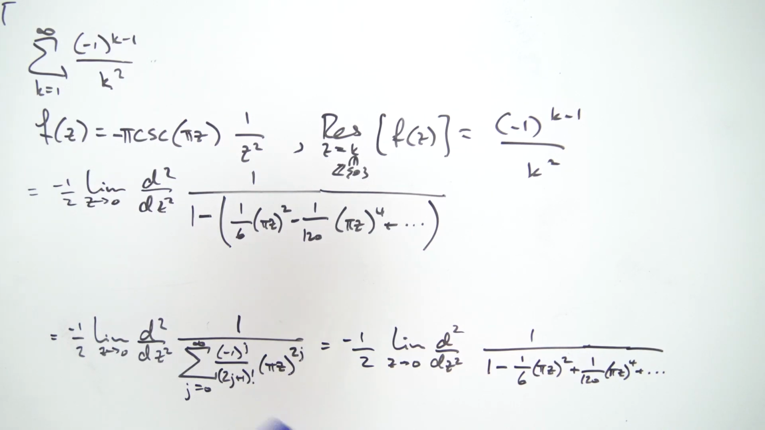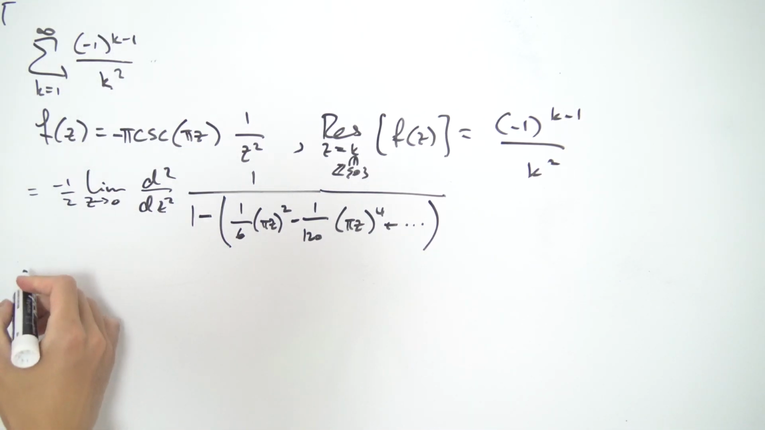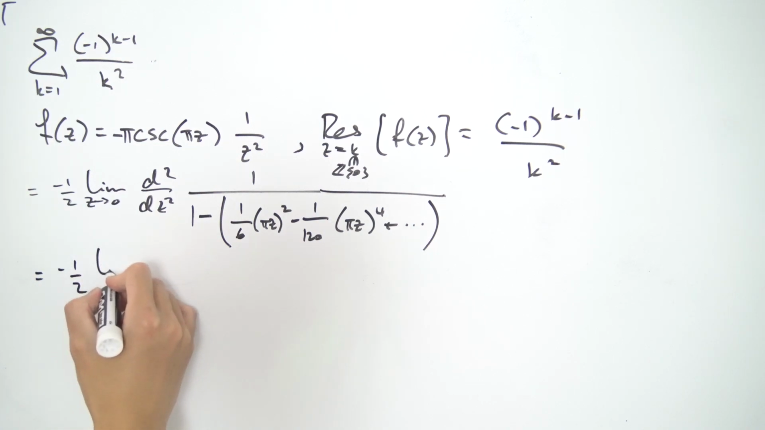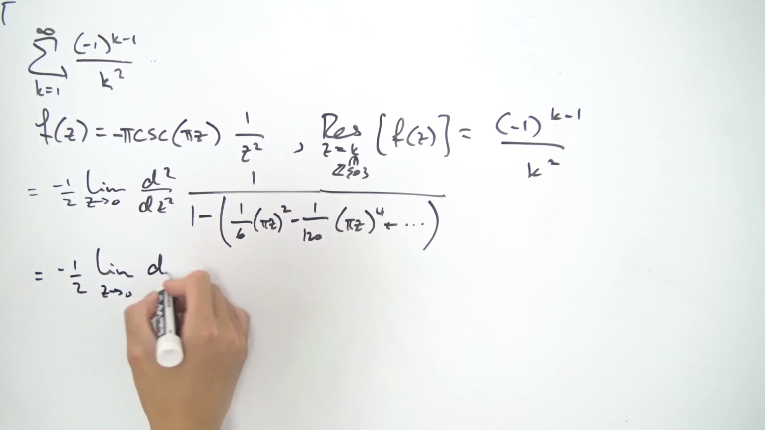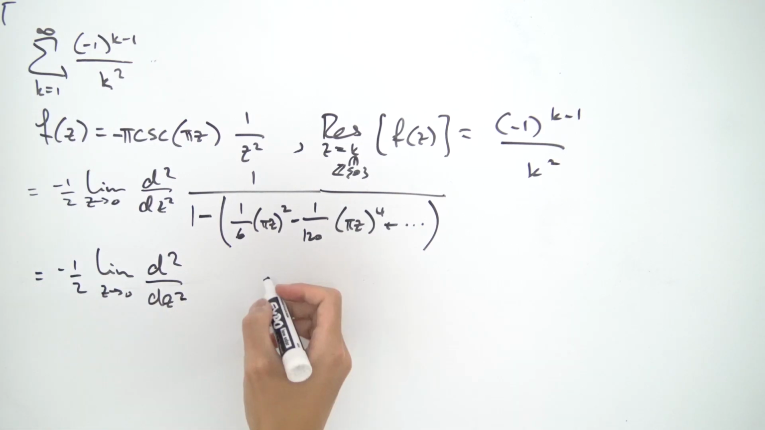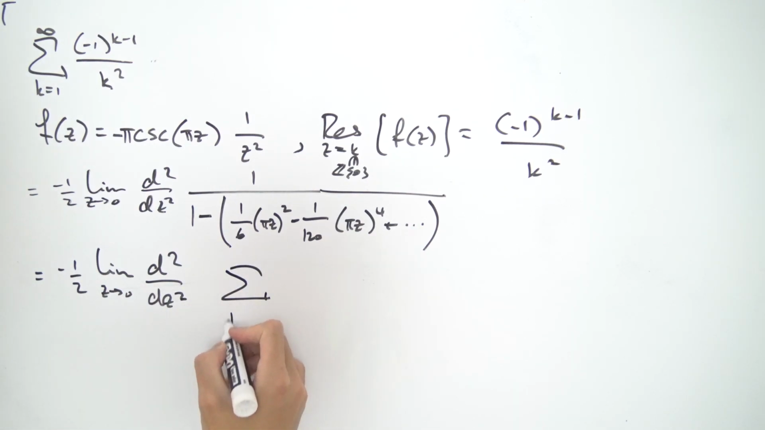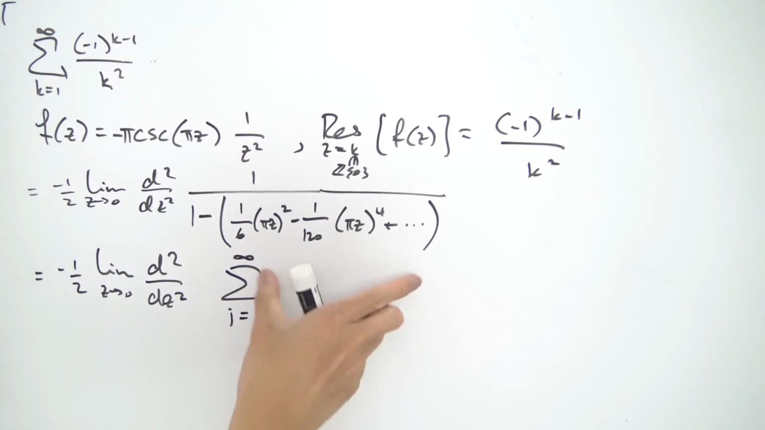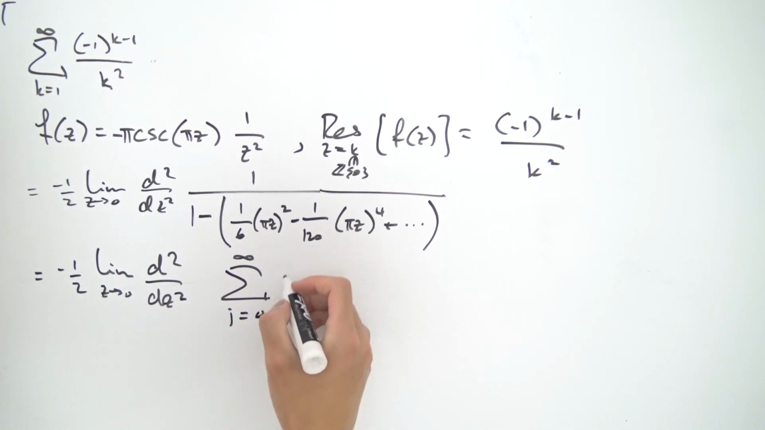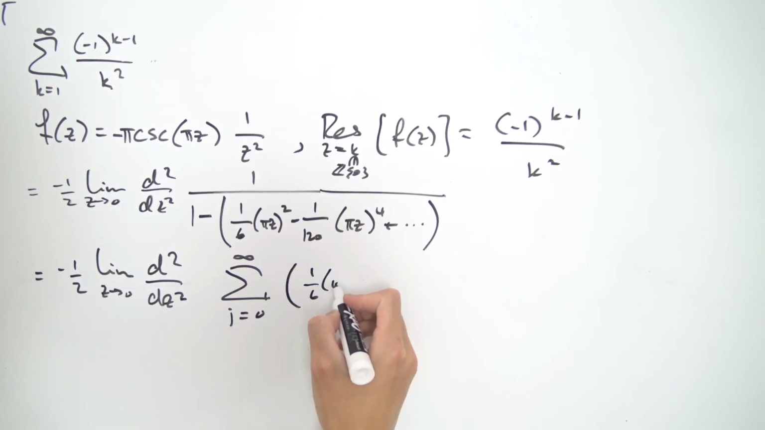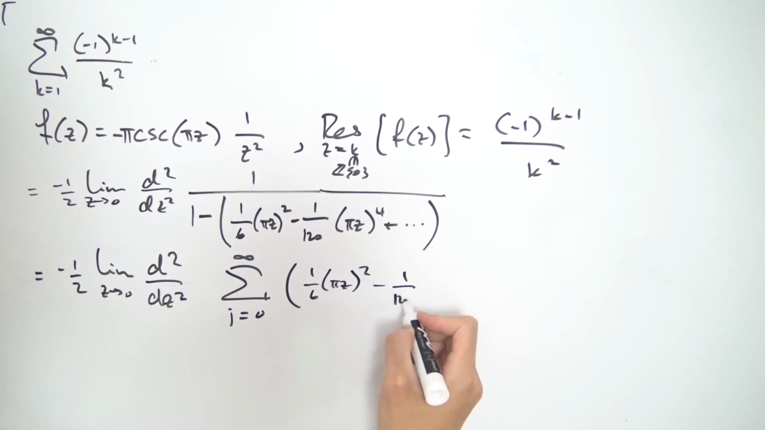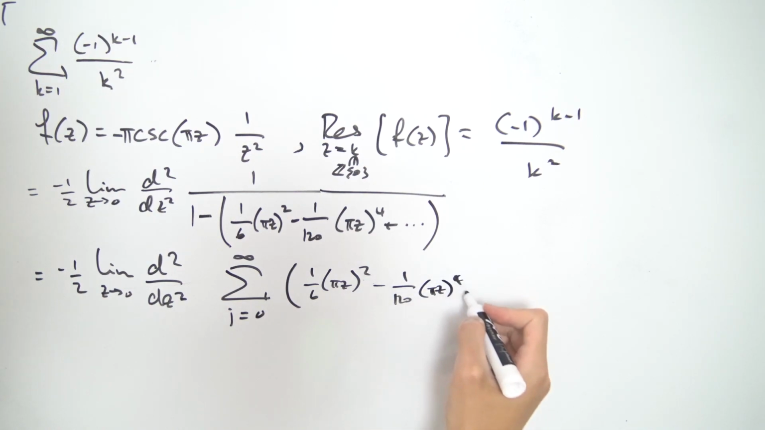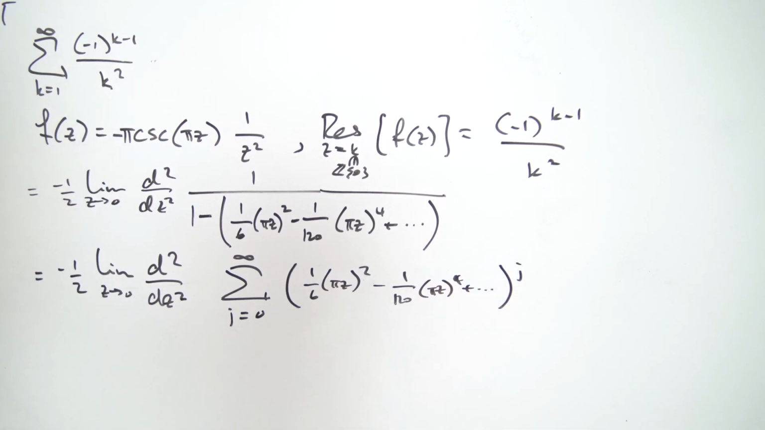Alright, and now we can turn this into a geometric series. So this is going to give us a -1/2 limit as z approaches 0 on the second derivative with respect to z of the sum running from j equals 0 to infinity of this stuff raised to the j power. So we have 1/6 pi z squared - 1 over 120 times pi z to the 4 plus ... but all raised to the jth power. Okay, and now we more or less have some kind of infinite polynomial, so some kind of power series.